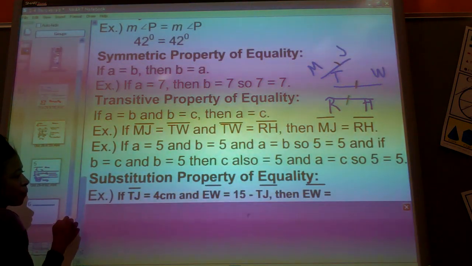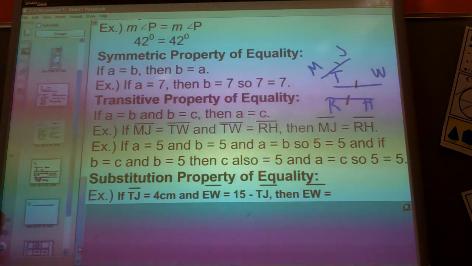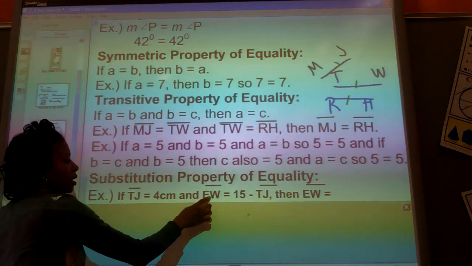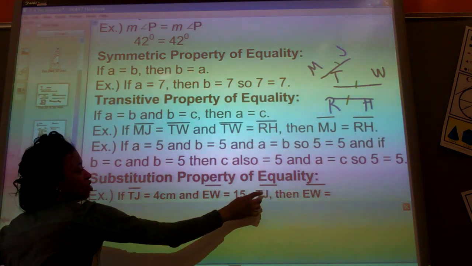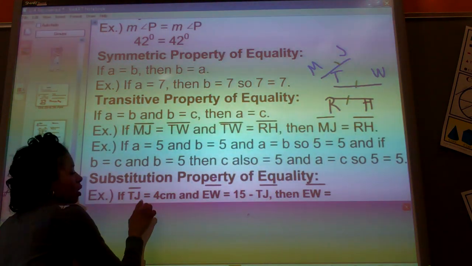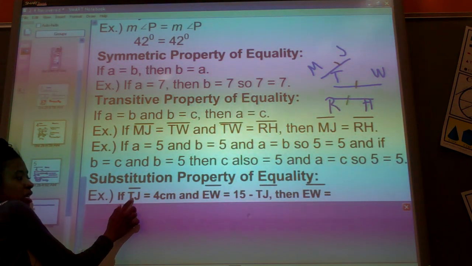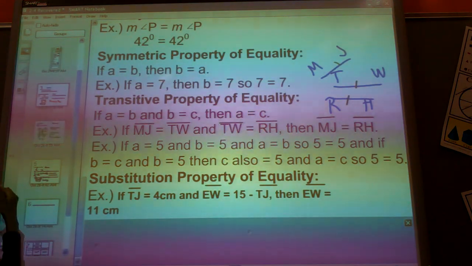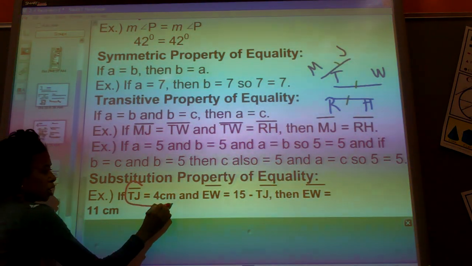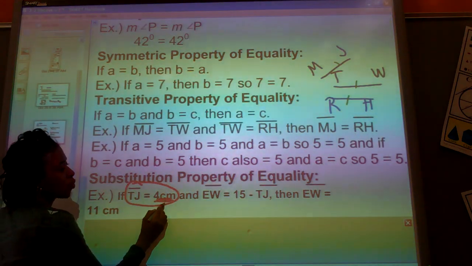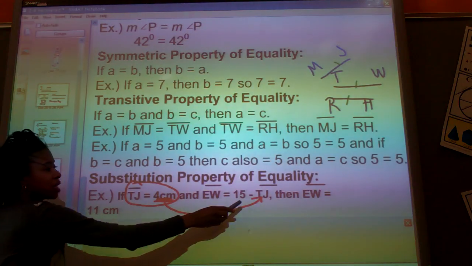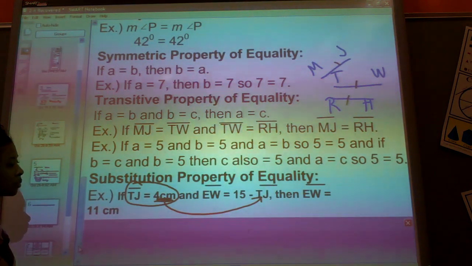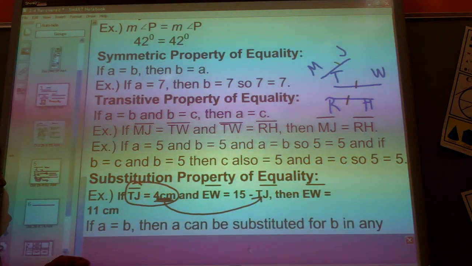Next, we have substitution property. Substitution property of equality. If segment TJ is 4 centimeters, and segment EW is equal to 15 minus TJ, then you should be able to substitute 4 in for TJ, because we just said that segment TJ is equal to 4 centimeters. And again, then EW is equal to 11. Why? Because we substituted. Because we know that TJ is 4 centimeters, and take this 4 centimeters and put it in for TJ. I'm substituting. Instead of saying TJ, I'm now going to say 4. This is substitution when I put something in place of something else.